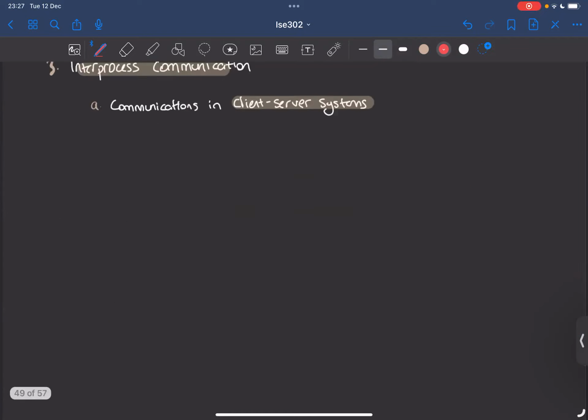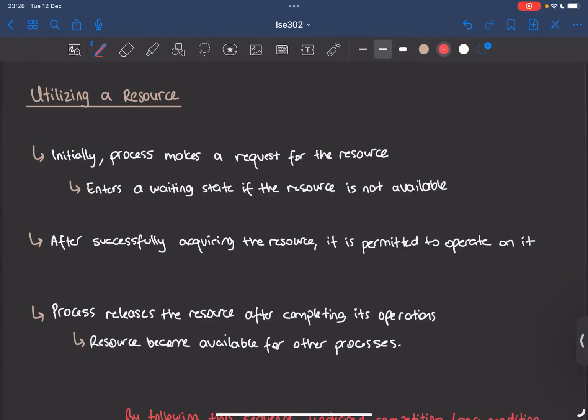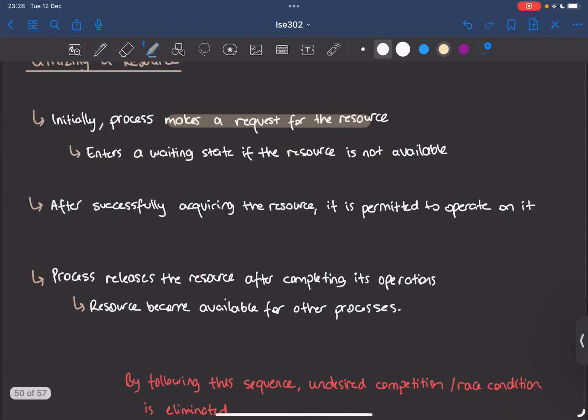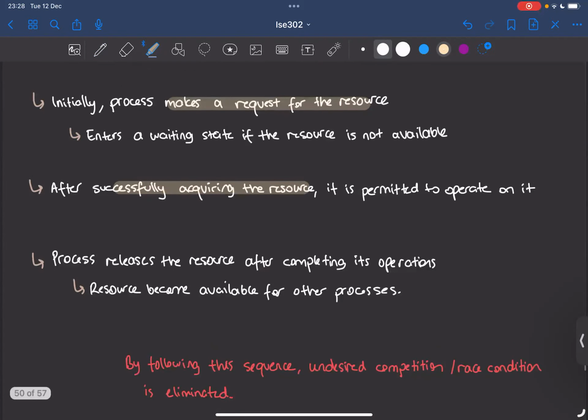So let's remember the procedure in utilizing a resource. In the standard mode of operation, a process follows this when utilizing a resource. Initially, the process makes a request for the resource. If the resource is currently unavailable, perhaps due to being used by another process, the requesting process enters a waiting state until the resource becomes available again. Once the process successfully acquires the resource, it is permitted to operate on it.